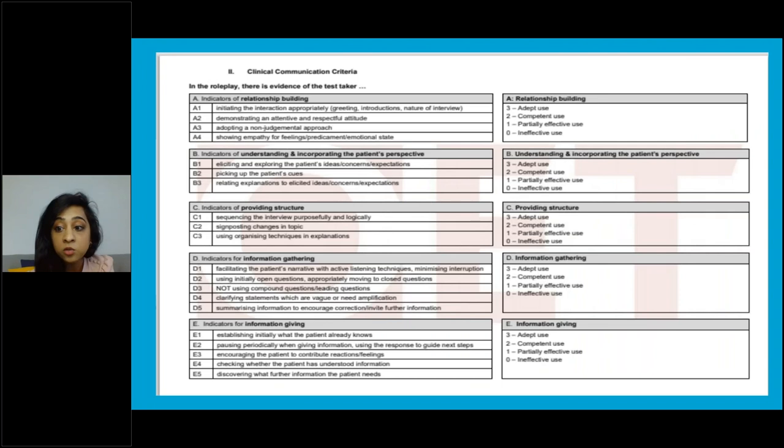All right, so this is what the official OET site gives you. These are the clinical communication criteria which are assessed on OET speaking. Just remember that the OET speaking are two short scenarios.